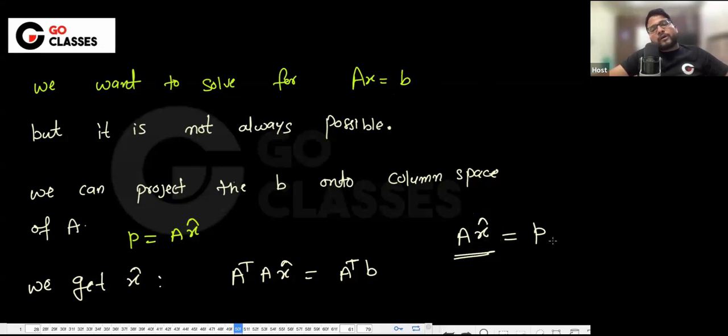Okay. We want to find out the X cap, which is giving me the projection, because we cannot find out the X, which is giving you B. Hence, we will find out the X cap, which is giving me the projection. So, instead of B, I want to get this P. So what is this X cap which will be giving me the projection? That is the whole question.